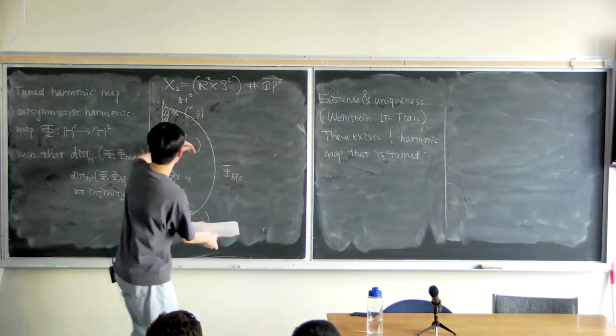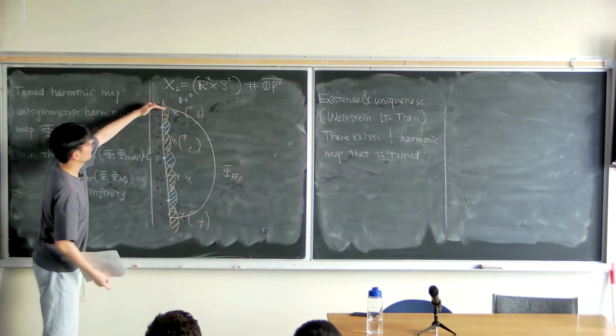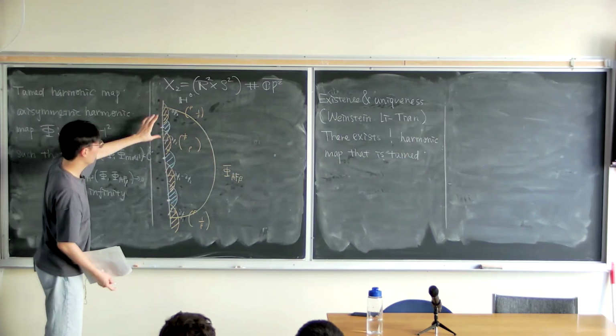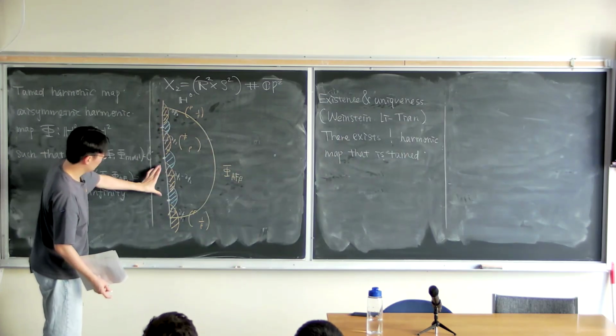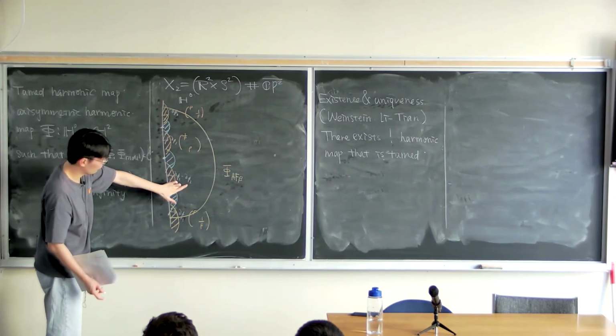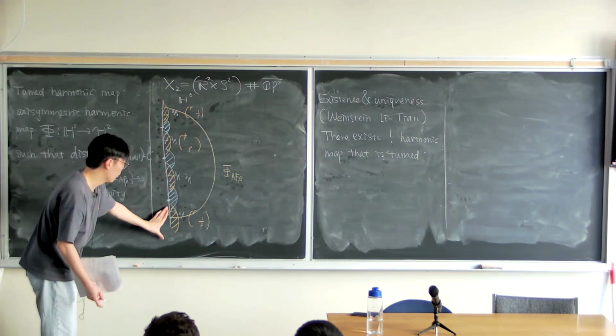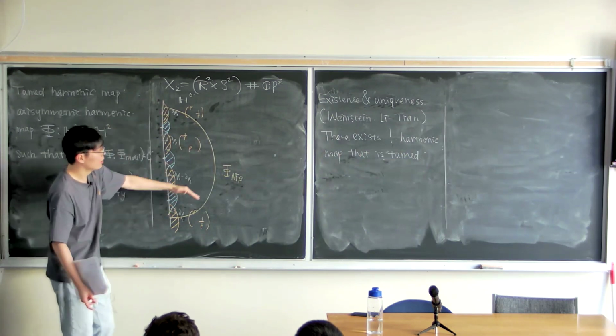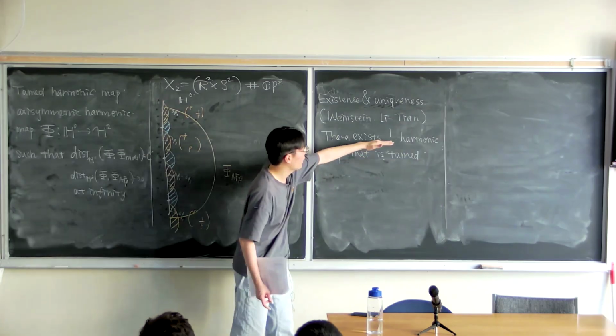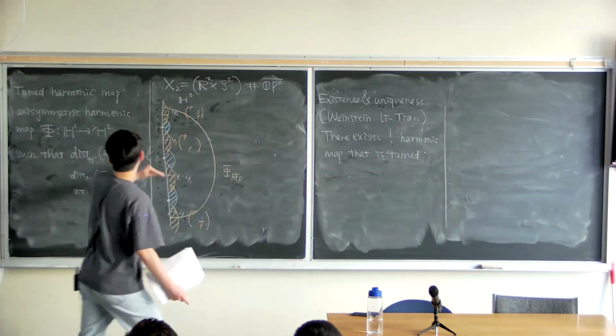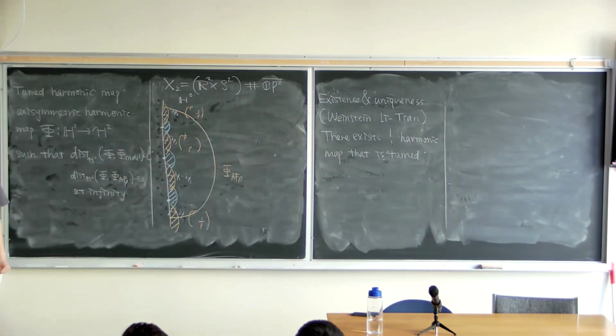Okay. So when you write down this kind of structure, you specify that you want this part to be partial phi 1, this part to be partial phi 2, this part to be partial phi 1 minus partial phi 2, and this part to be partial phi 1. When you specify this, there will be a unique axisymmetric harmonic map that is tamed in this sense. Right?